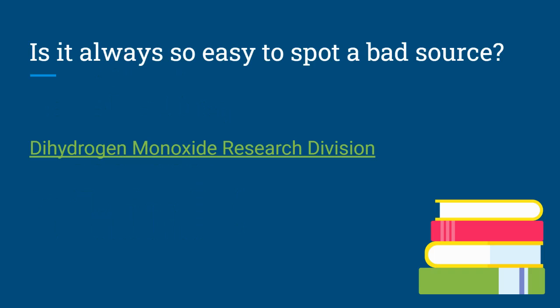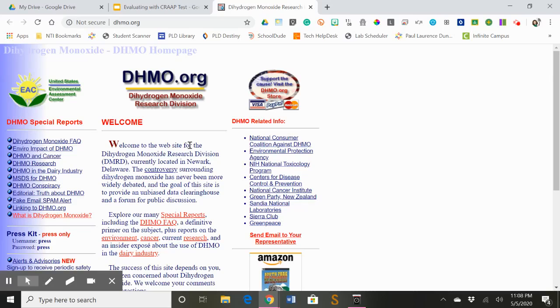So, do you think it's always easy to spot a bad source? This is a .org website for the DHMO.org, the Dihydrogen Monoxide Research Division. So, if you had never heard of this before, you might say, hey, this actually looks pretty good. I mean, it's a .org, so that makes it sound legitimate. They have it there. It has the United States Environmental Assessment Center seal of approval right here.